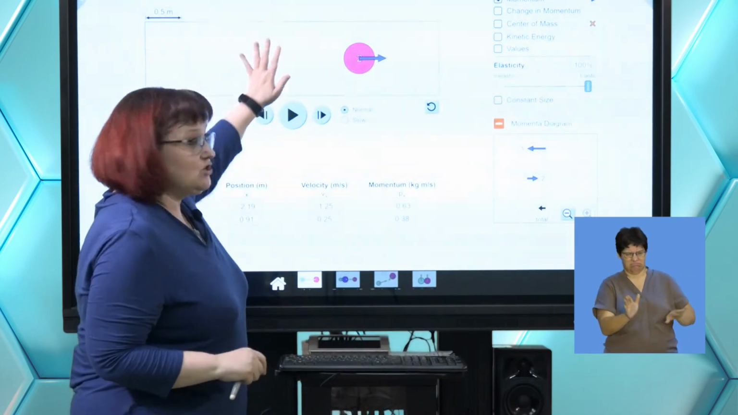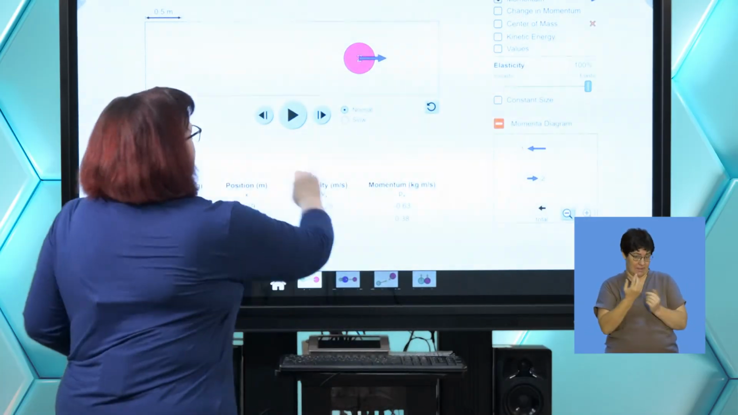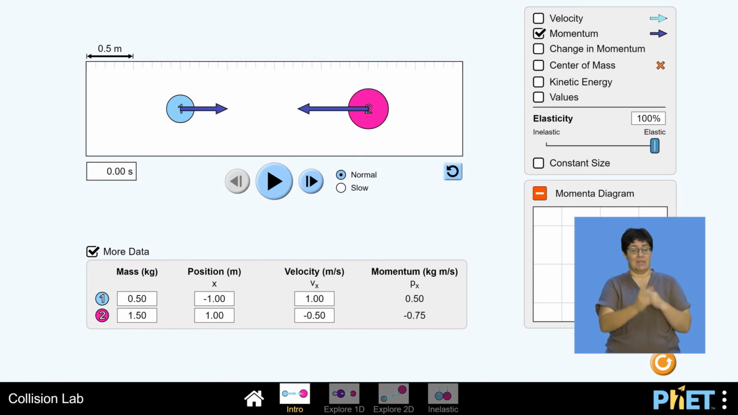So this first one, they come together, they collide, and then they move apart. So that's one option of what can happen. Let's reset this. And now we're going to do one slightly different. So I'm going to change this velocity.